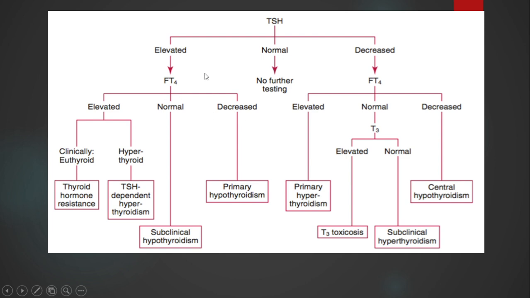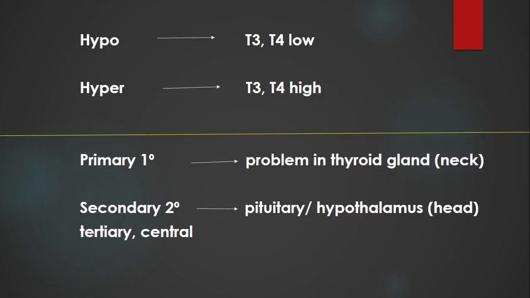Then according to the pattern of TSH and T4, we classify the different thyroid disorders. Okay, then we come to the conclusion. We will discuss this pattern one by one. Before that, we should have knowledge about these things to know the pattern of thyroid disorder.